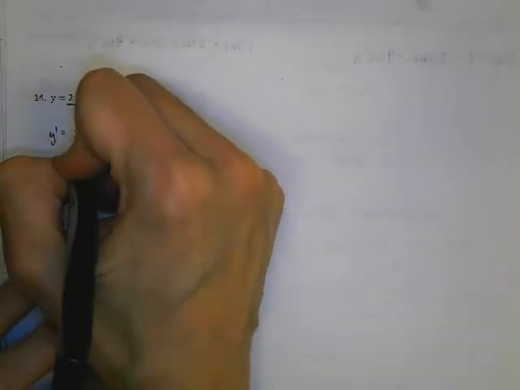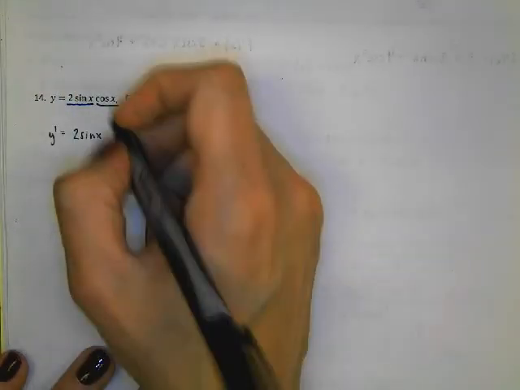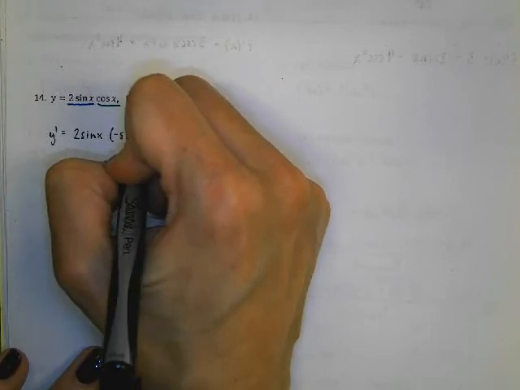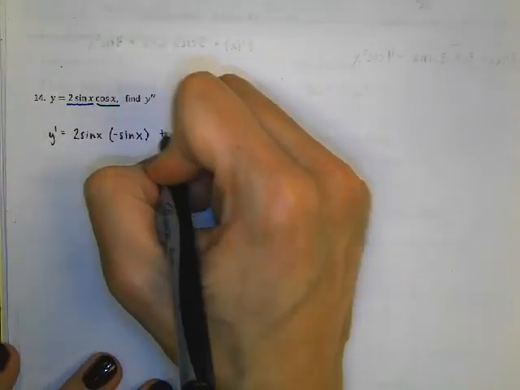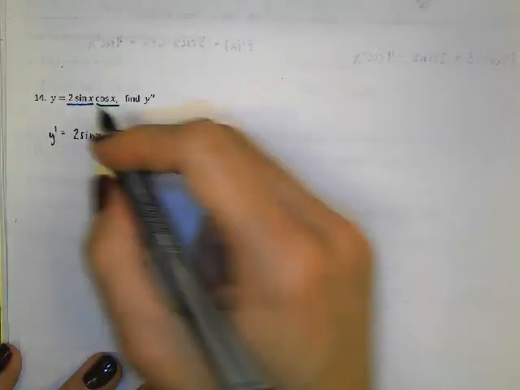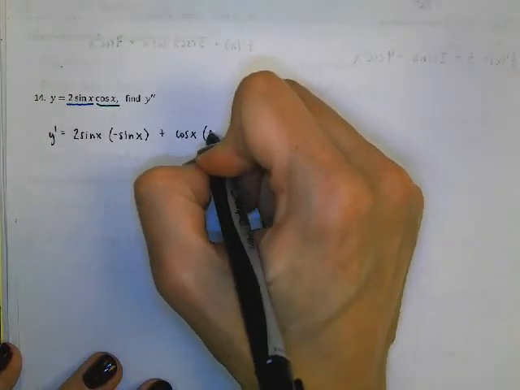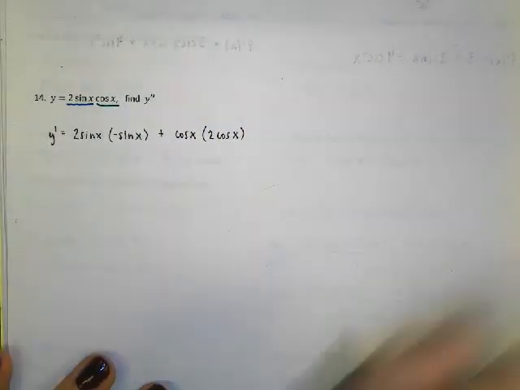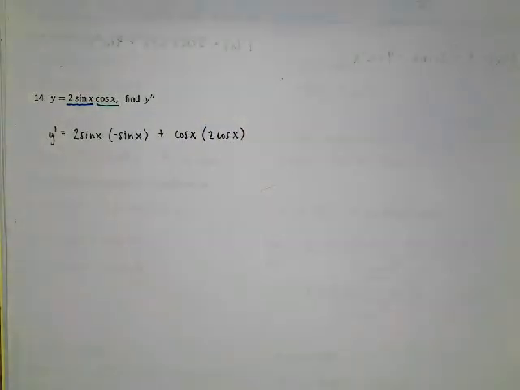So y prime, I'm going to lump it together so that my first function is 2 times the sine of x, and my second is going to be cosine of x. So I'm going to take my first, 2 sine of x, times the derivative of cosine x, which I know is the opposite of sine of x, and I'm going to add cosine of x times the derivative of 2 sine of x, which is 2 cosine of x. And now, I could combine those, but since I know I have to go ahead and take a second derivative, I'm not going to combine these at this point.